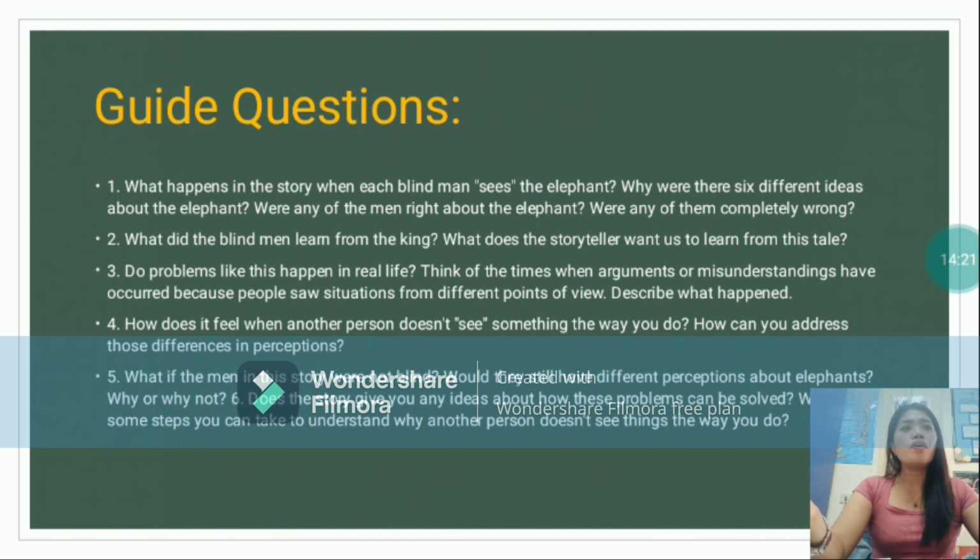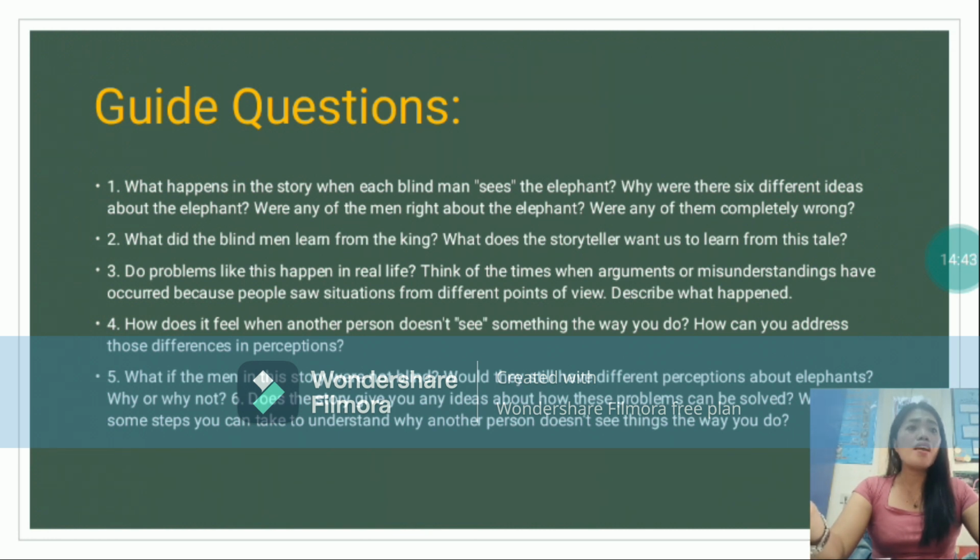Number four. How does it feel when another person doesn't see something the way you do? How can you address those differences and perceptions? Number five. What if the man in the story were not blind? Would he still have different perceptions about elephants? Why or why not?